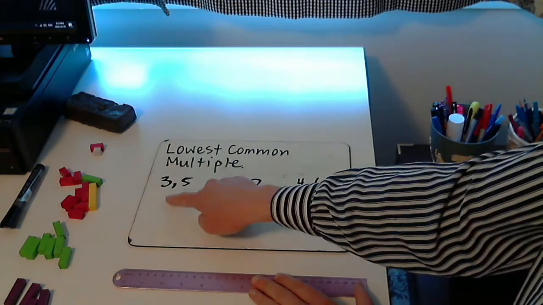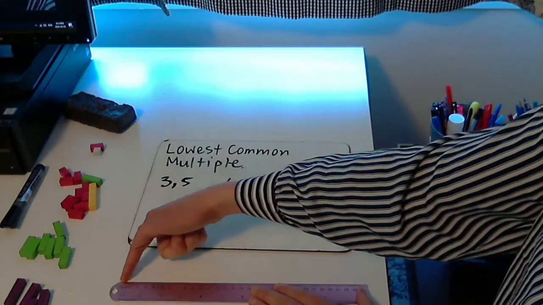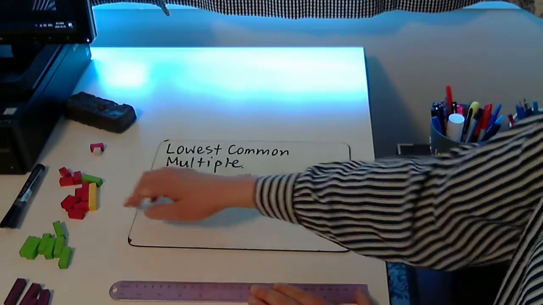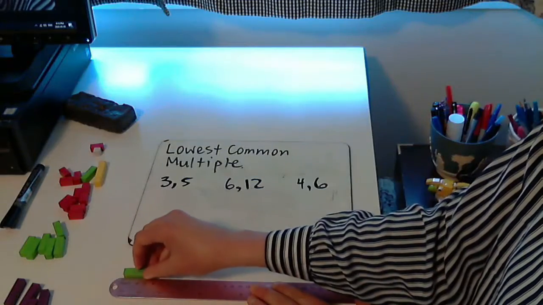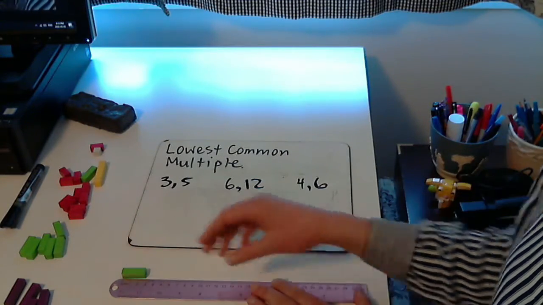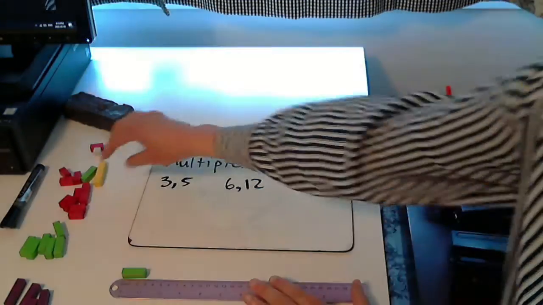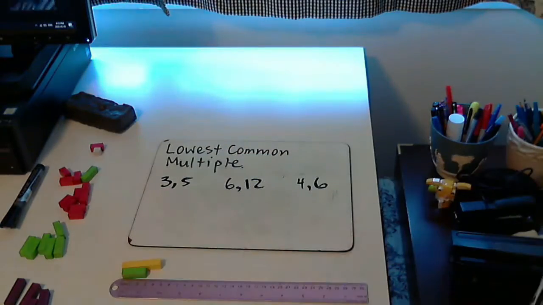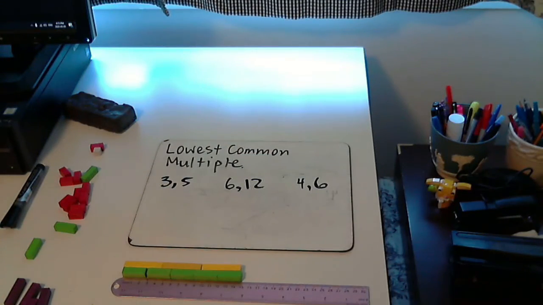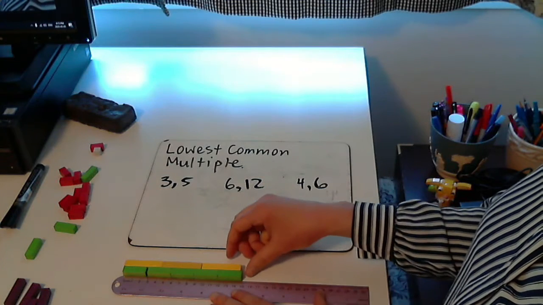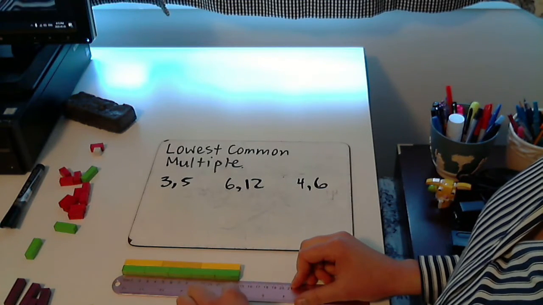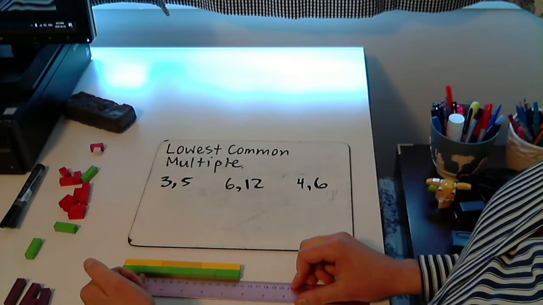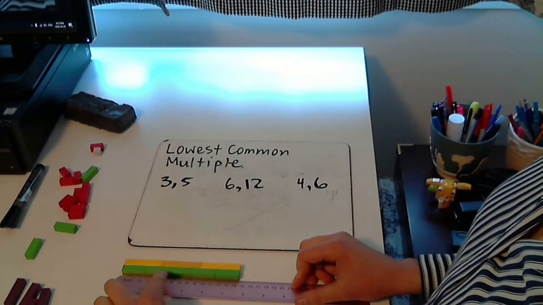Let's start with 3 and 5. So we're going to line up the green, which is 3, and the yellows, which is 5. When you line up the Cuisenaire blocks, they kind of stack like bricks. The way to find the lowest common multiple is the first point where the ends meet.